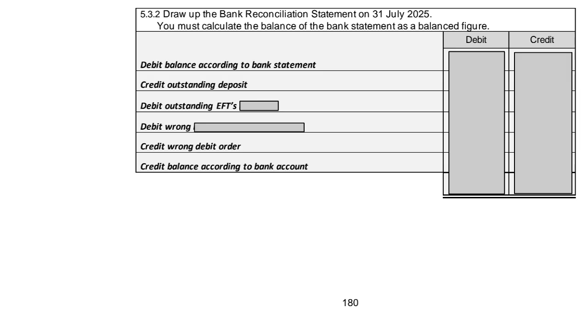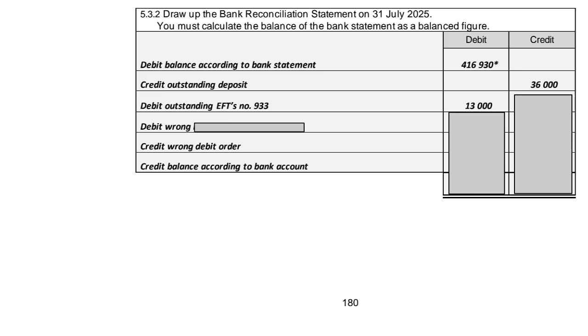If we go to adjustment E, a deposit of 36,000 Rand dated 31 July 2025 did not appear on the bank statement, so our credit outstanding deposit will be 36,000 Rand. EFT 933 for 13,000 Rand for repairs has also not appeared on the bank statement. So our debit outstanding EFTs will be number 933, 13,000 Rand on the debit side.